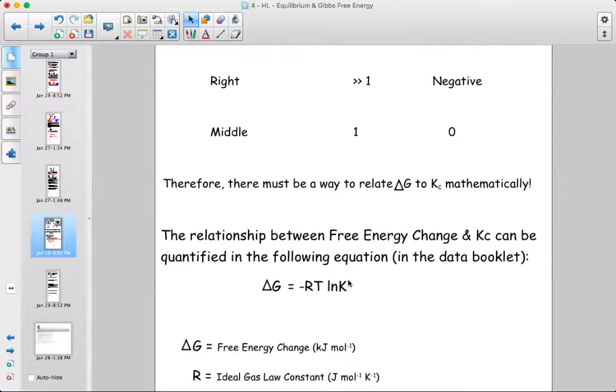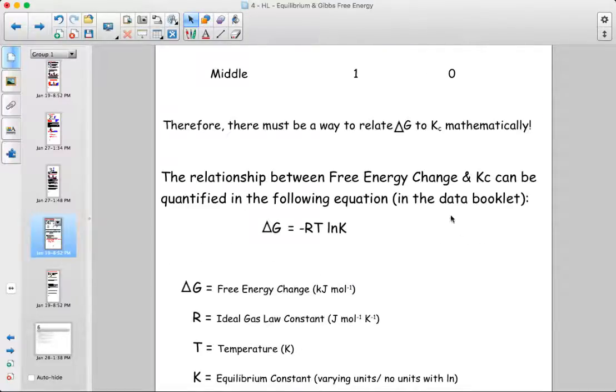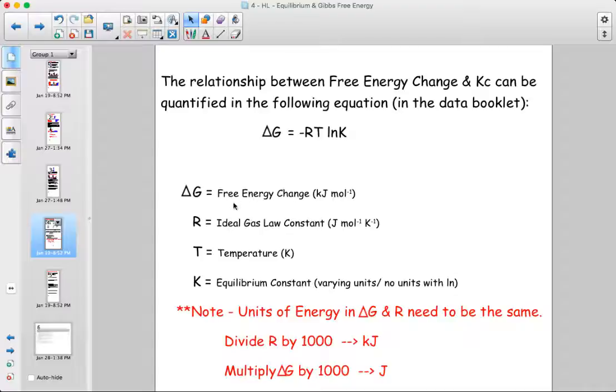And sure enough, they are. It's been determined, an equation that's in your data booklet, that the relationship between the free energy change and Kc can be quantified like this, where delta G is the free energy change, R is the ideal gas law constant, T is the temperature in Kelvin, and K is the equilibrium constant. Ln is the natural log.